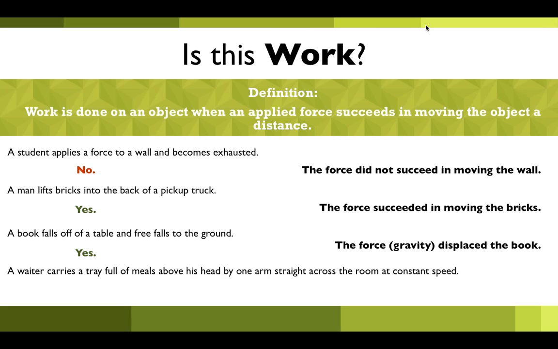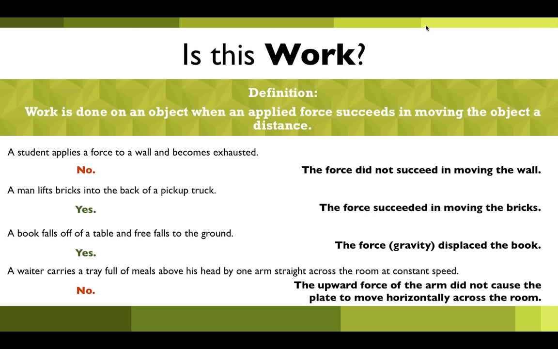And lastly, a waiter carries a tray full of meals above his head by one arm, and he's walking across the room. Is work being done? No, it's not. Now the waiter is pushing up on the food while gravity is pulling down, but the plate is not moving up or down, right? So the waiter is pushing up, but that upward force is not what's causing the plate to move across the room. So the waiter pushing the tray up is not an example of work.